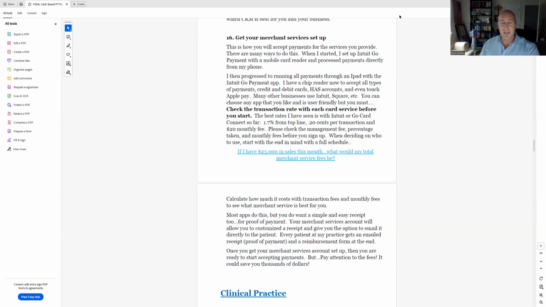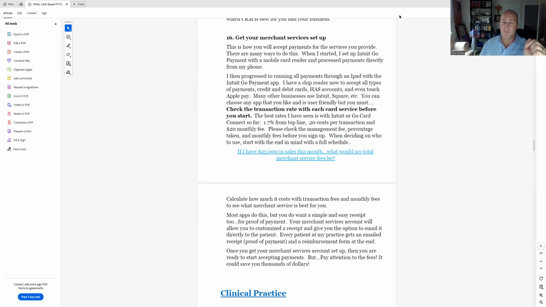But the main point is, as you're looking into a merchant services account, pay attention to the monthly fee, the percentage they're going to take, and the cost per transaction. Don't think about it just starting out. Think about it as, okay, when I'm doing $25,000 a month in sales, what are my numbers going to look like? Then you can choose the best option for you.